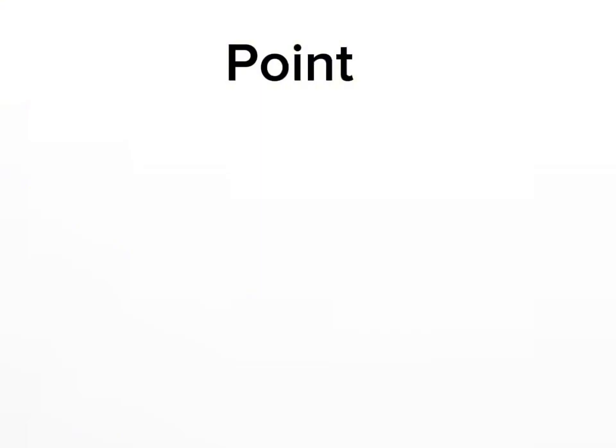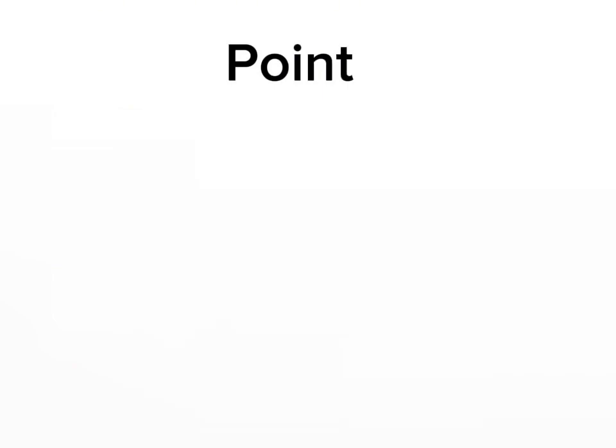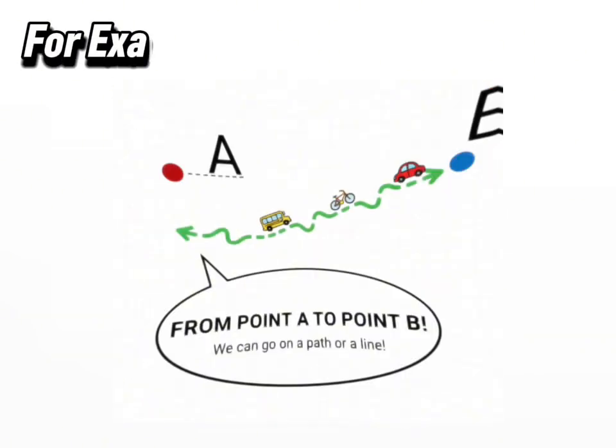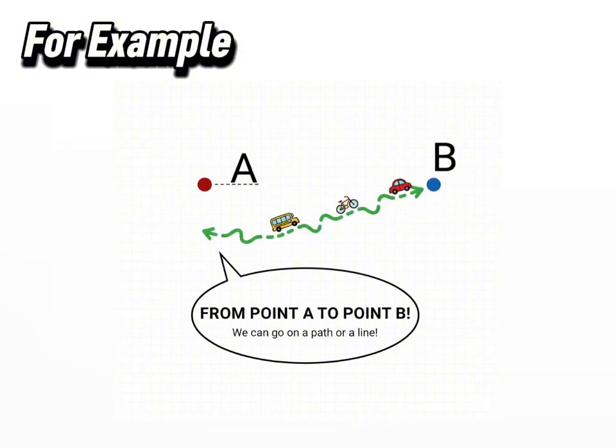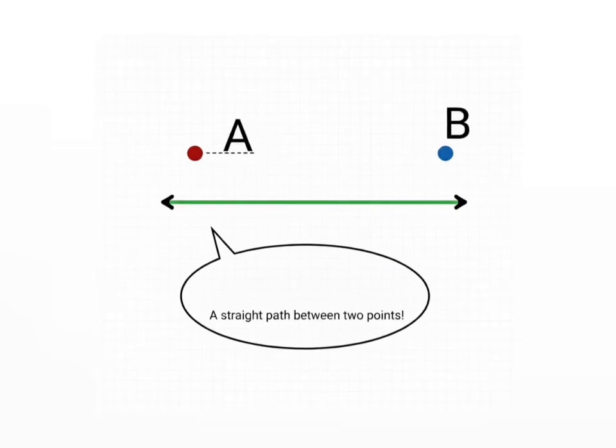Point. A point has no length, no width, and no thickness. So it's a very basic shape. It's basically a simple dot. A location in a space with no size is called a point. Now, for example, if we take 2 points, like point A and point B, we can guide someone to go from point A to point B.